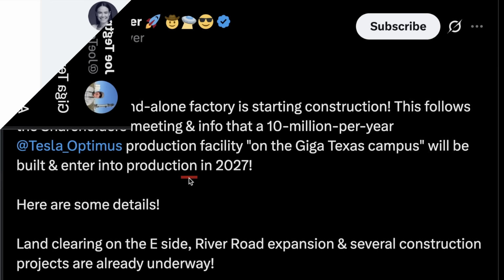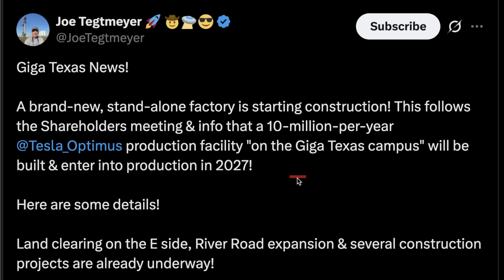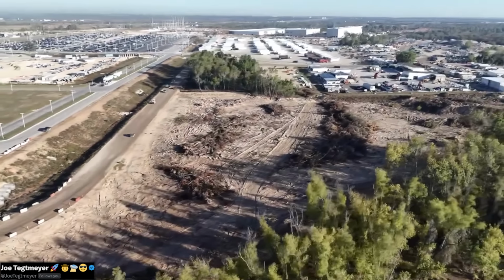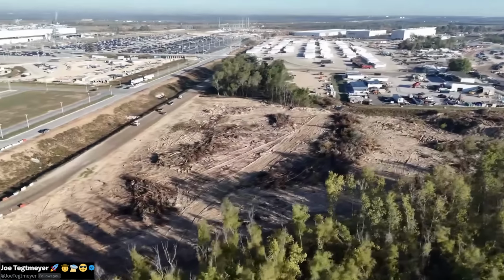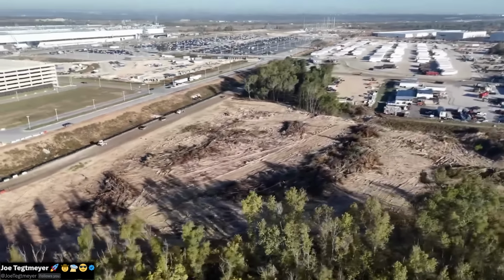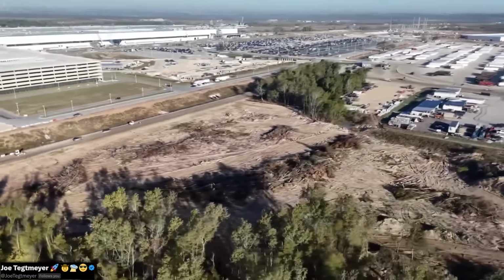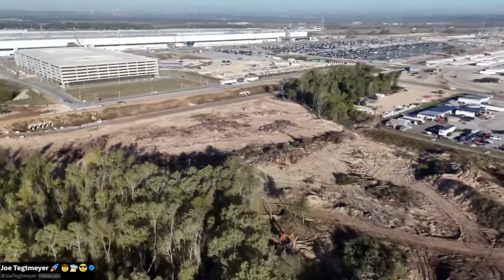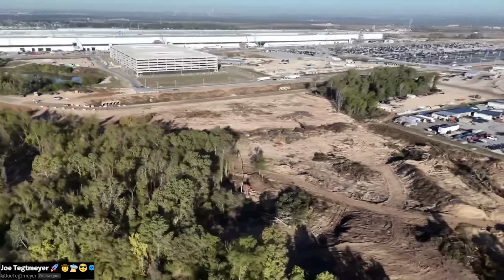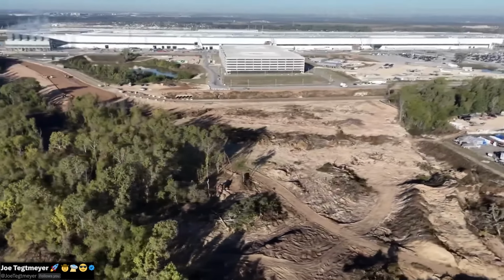Joe Tetmeyer broke some big news about Giga Texas. A brand new standalone factory is now starting construction. And this clearing of this location, which did show up in those maps for the ecological paradise. Now, of course, this is north of where that's going to be. So the question has been, what exactly is this area being cleared for?